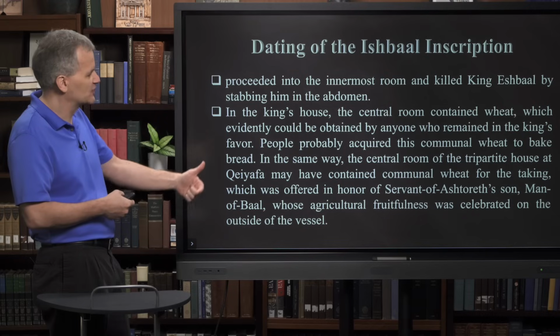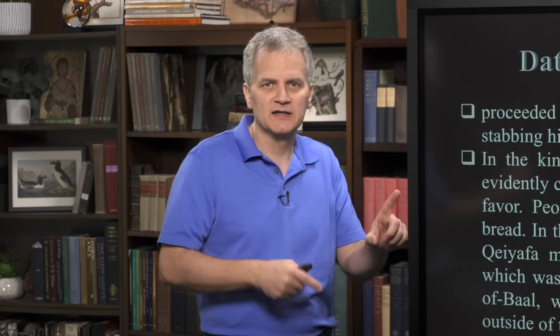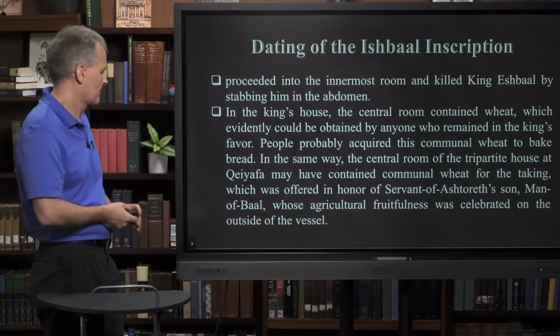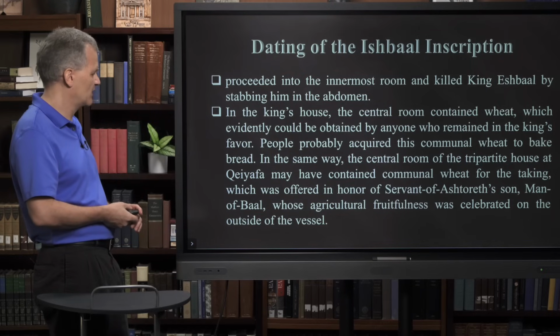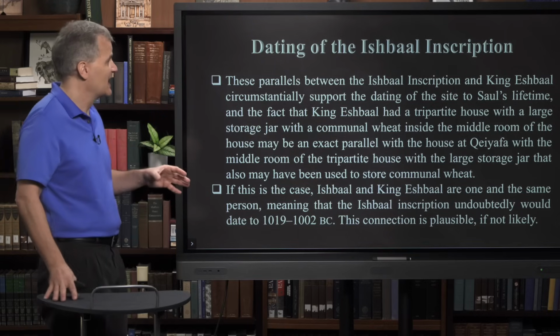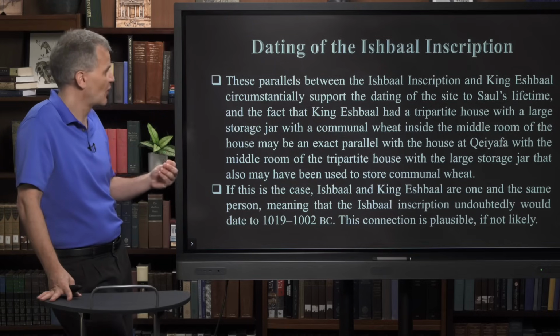Servant of Ashtoreth's son, man of Baal, which again is the same name for Saul's son as he originally has his name, whose agricultural fruitfulness was celebrated on the outside of the vessel. These parallels between the Ishbaal inscription and King Ishbaal circumstantially support the dating of the site to Saul's lifetime.